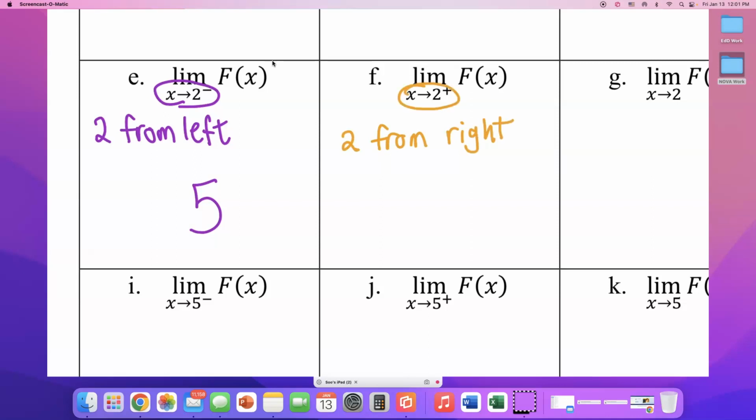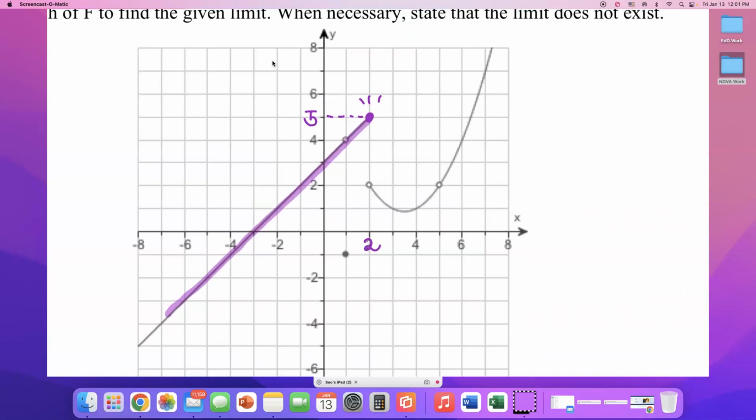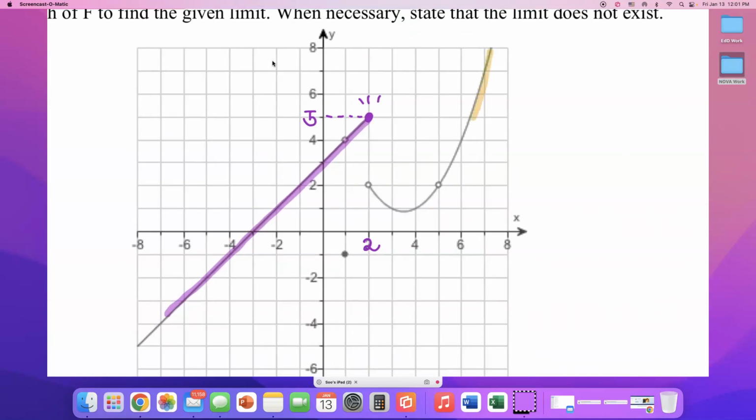Okay, so let's see. We're looking at the graph on the right side of 2 and trying to get to 2 this time. So right side of 2, we're trying to get to 2 this time. We actually end up right here. That's the point this time. So the orange graph, you see, the graph that is to the right side of 2 is trying to go to the y value of 2 this time. So the right-hand limit as x approaches 2 is 2.